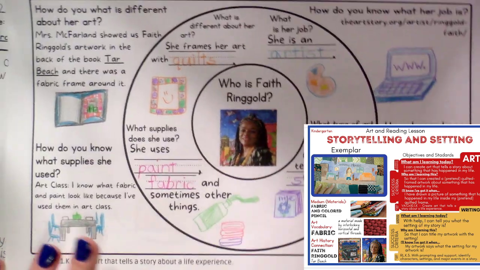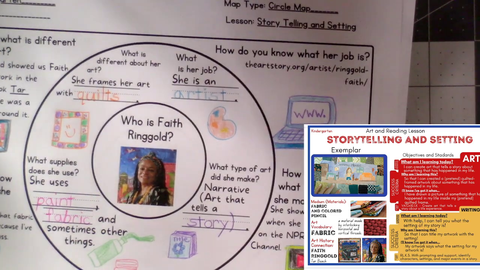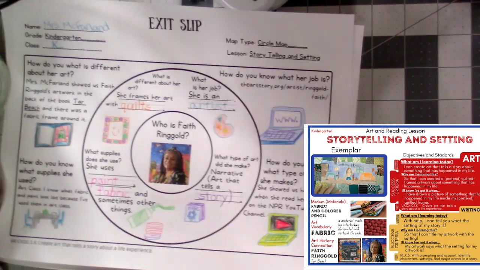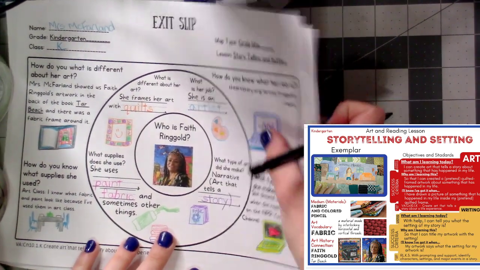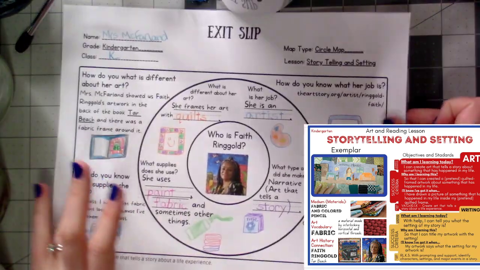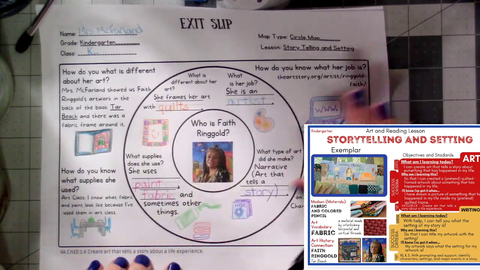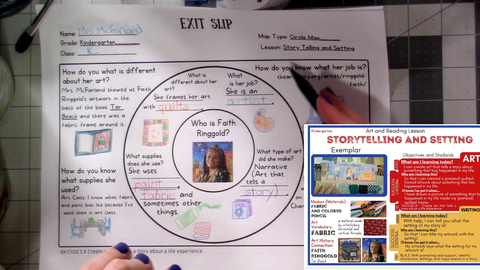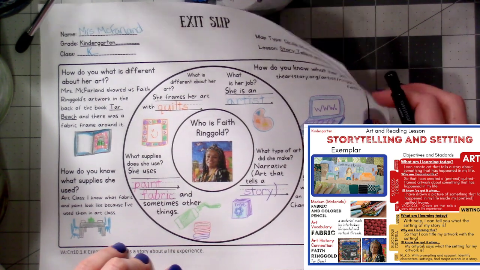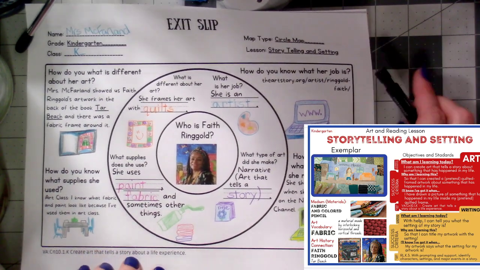All right, you guys, we have finished this exit slip. Awesome job, which means that we are now done with this lesson 100 million billion percent. Just kidding, that's not a real number, but we are 100% completely done with our lesson called storytelling and setting. So we can move on with our next lesson. So I hope you guys really enjoyed that lesson.